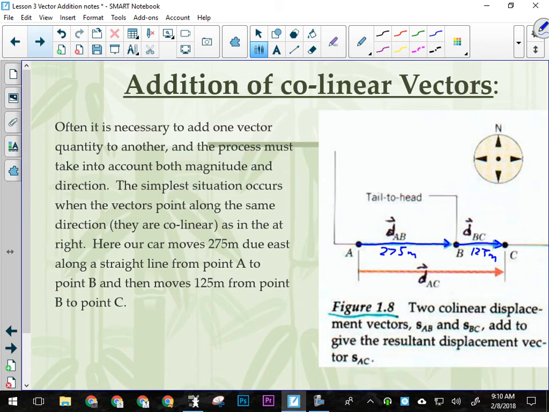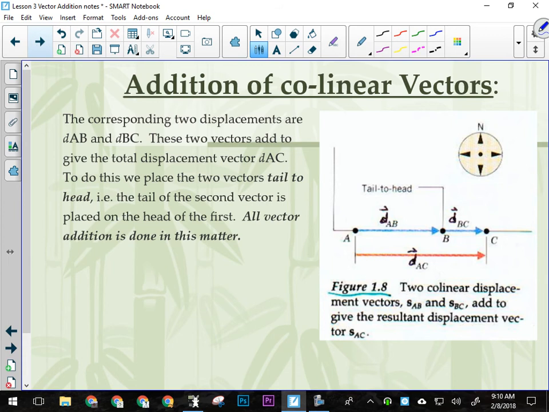The big thing here is we always draw them tail to head, whether they're collinear, perpendicular, or neither. Because we're going to get to questions where I've got this vector and that vector, they're both angled, and I've got to figure out what the total displacement is. That's where we're headed. The corresponding two displacements are those two lines. This one was 275, and this one was 125. We added them together and got a total of 400 meters east.